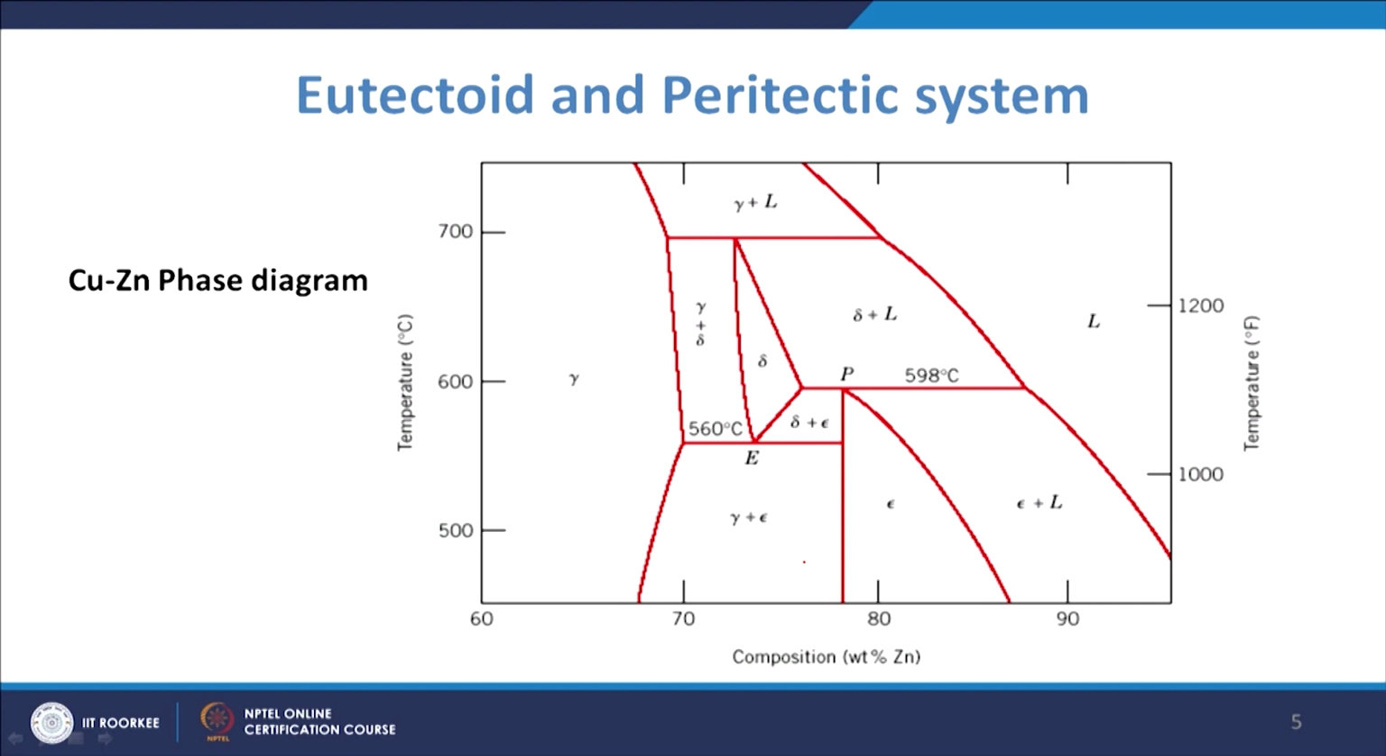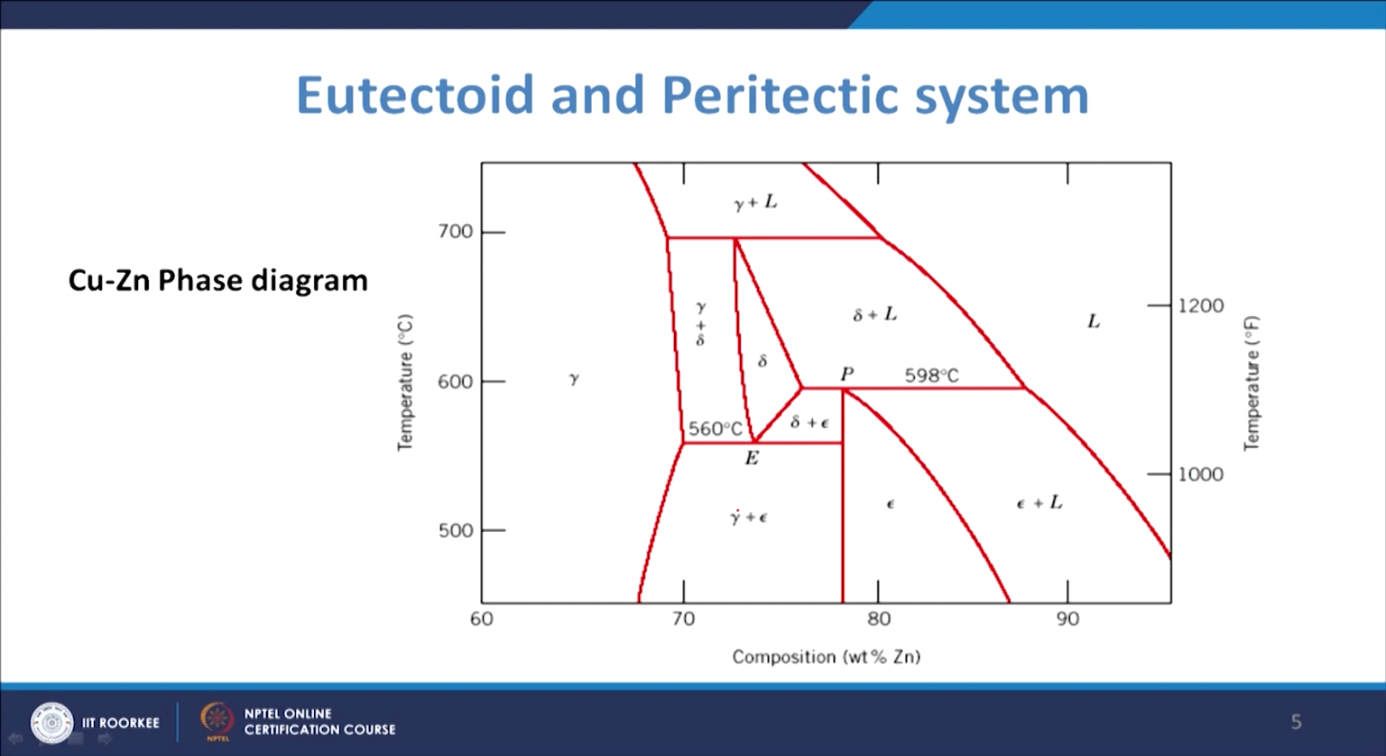Now, in this case, this delta phase, when it solidifies below this point, will give you gamma plus epsilon. So, this type of reaction is known as a eutectoid reaction. What you see here in this case is that this solid phase is converting while getting cooled, and it will lead to the gamma plus epsilon phase.